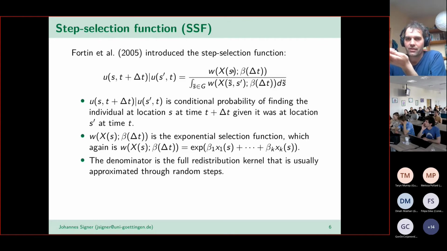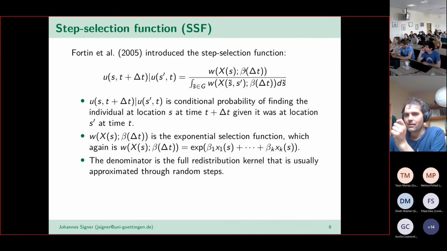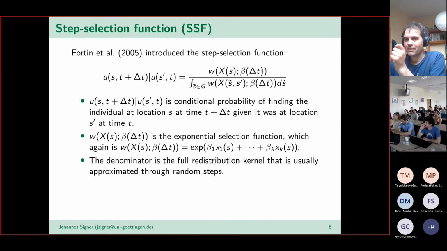So the S's are the position in space. And the important thing here is probably this delta t. So the betas depend on a fixed time interval. So step selection functions require that the tracking data is on a fixed sampling rate. So every 10 minutes, every 15 minutes, every hour. And that's one of the requirements. And the other thing that this implies is that these betas are dependent on the sampling rate. So you could get different results if you change the sampling rate of your data.